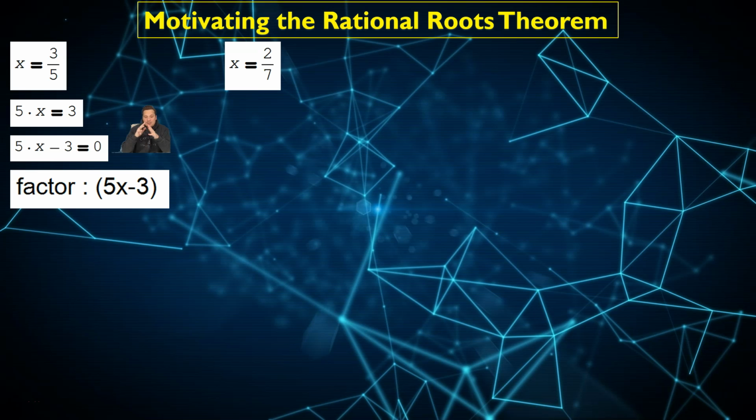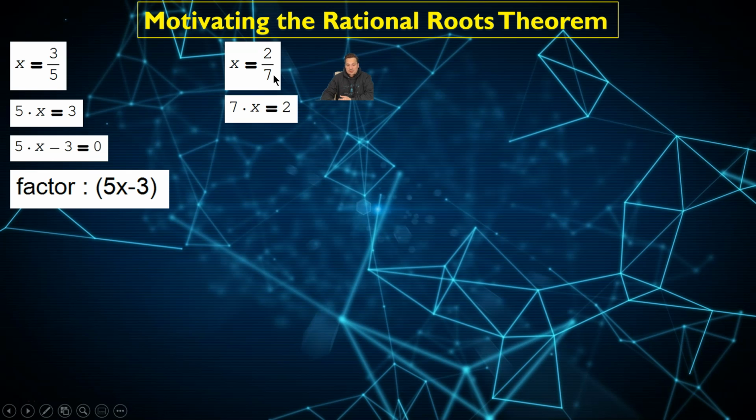So again, I'm motivating the rational roots theorem. I'm beginning with the roots and I'm working back towards the equation, just so we're clear on that. And you'll see in a second why I'm doing it this way, a very specific way. Okay, let's now also begin with the other root. So the other root is 2/7, as you can see.